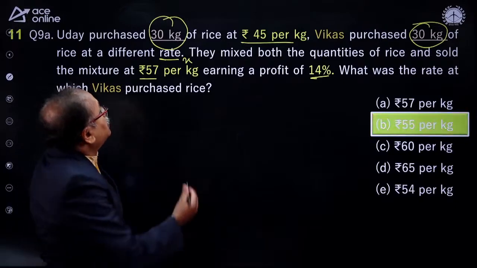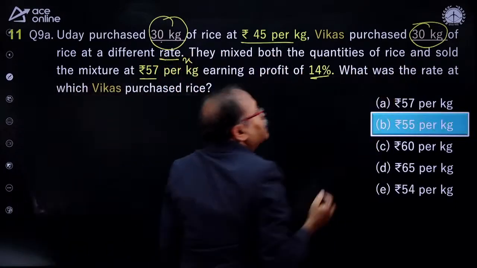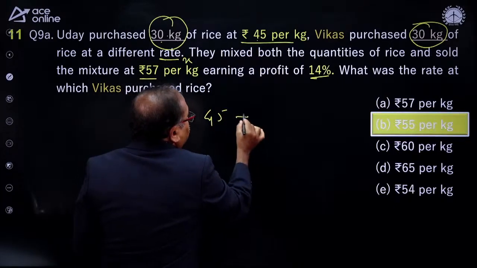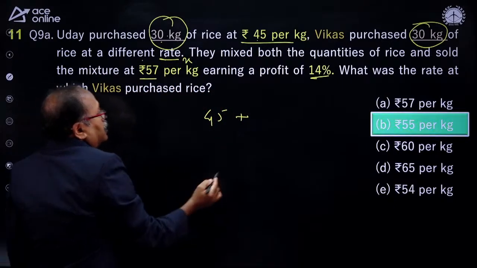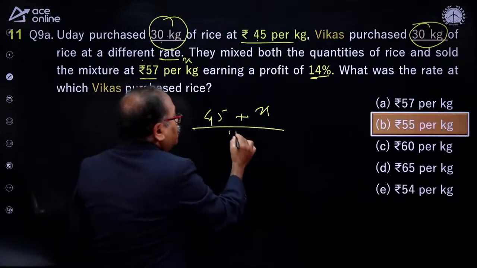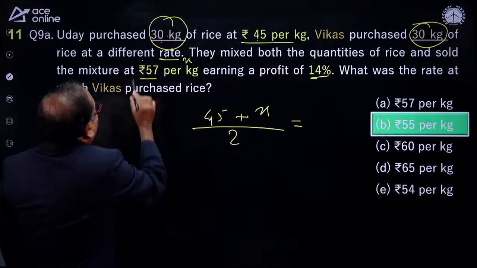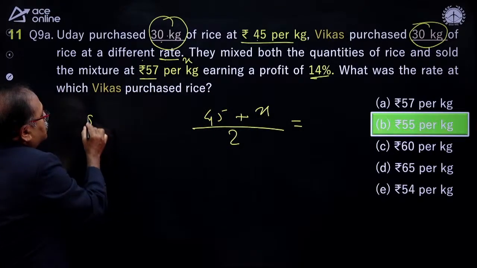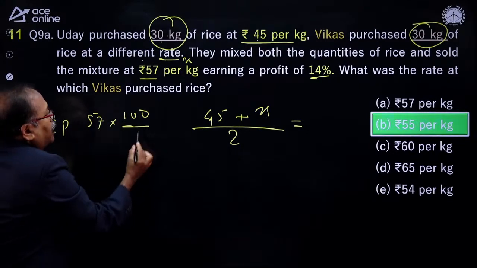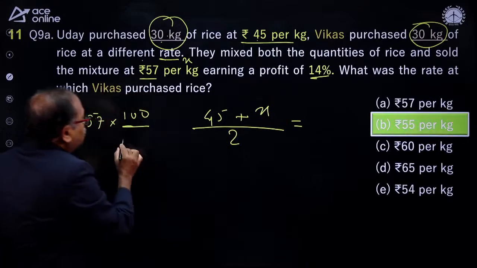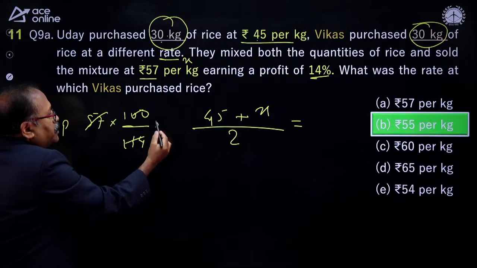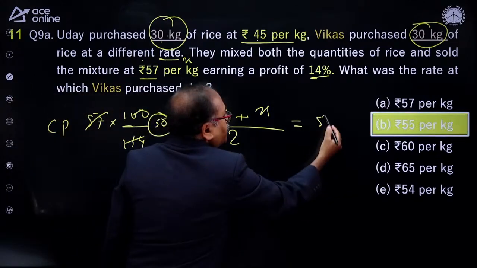That's right, sir. So here the quantity ratio is 1:1. So 1 into 45 is nothing but 45, plus 1 into x, that is nothing but x, divided by 1 plus 1, which is 2, is equal to the cost price. And what is the cost price? This is 57, which is SP. I need the 100%, I need CP. And this is 14% profit, that means this is 114%. So you notice that 2 times, and this is 50 times. So this value is 50.